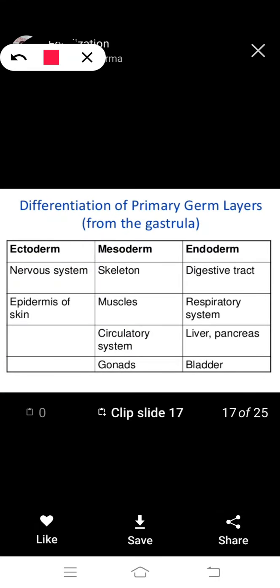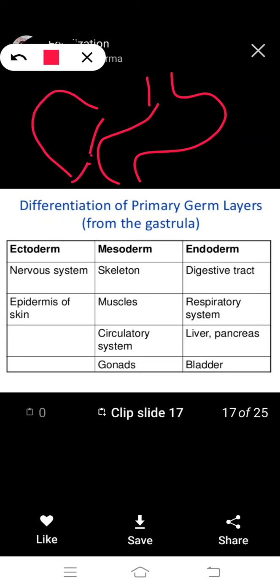How does it form? For example, the digestive system and respiratory system we know, but the liver: this space forms the liver, and further down it comes to the pancreas. This place is the pancreas, and this is the bladder, like the gallbladder. This is endoderm. Next, an important one is the respiratory system.